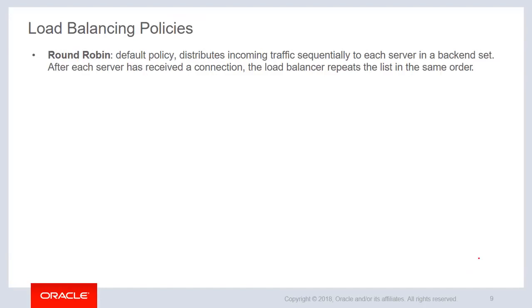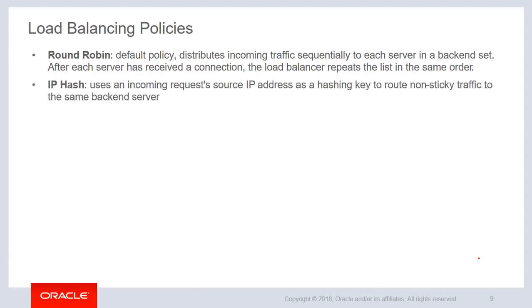So what are the load balancing policies we discussed in the previous slide? The first one is round robin. This is the default policy. It distributes incoming traffic sequentially to each server in a backend set. After each server has received a connection, the load balancer repeats the list in the same order. Very simple, just in a round robin fashion that traffic goes.